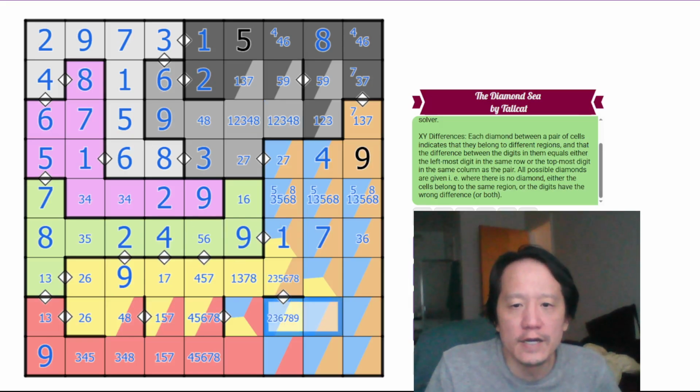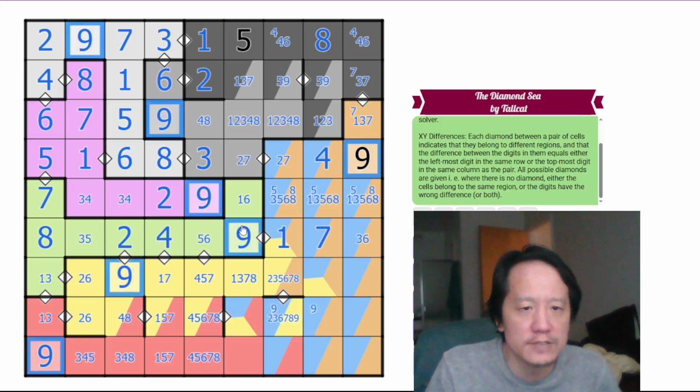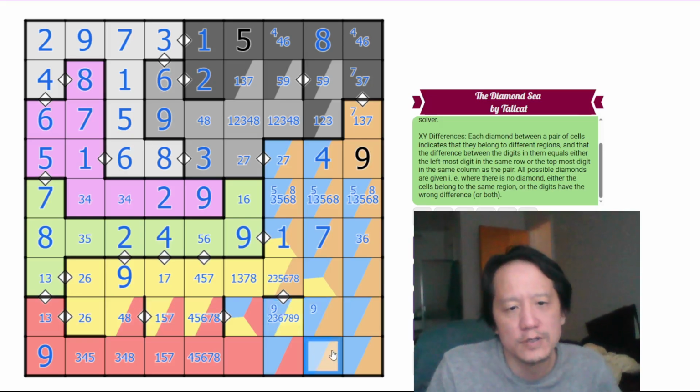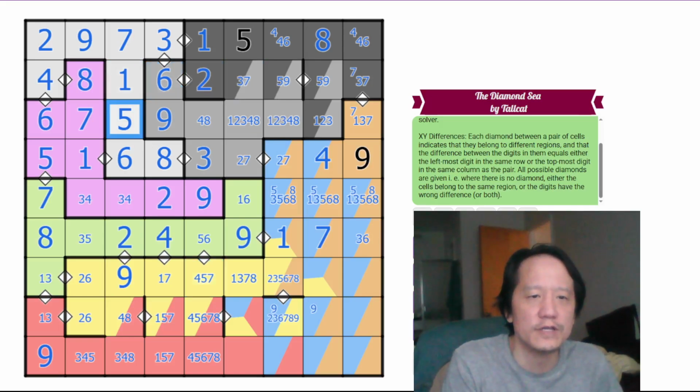There has to be a 9 in one of these two cells here because that's the only place now for the 9 for the blue region. The orange has its 9 already, so one of these two has to be blue and 9. This can't be 1 because of the 1 in the row.